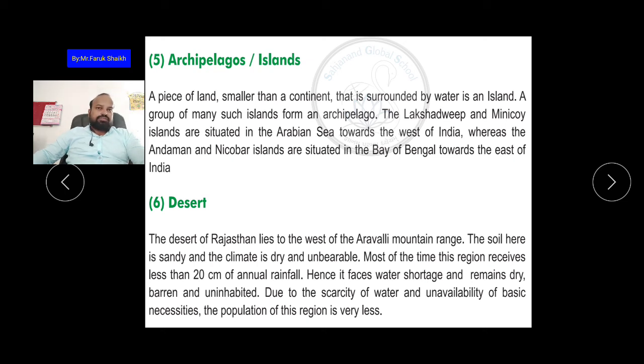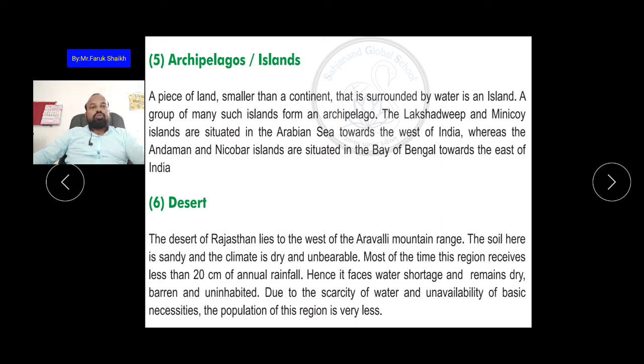Then the desert, the Run, which is also very famous in Kutch, and in Rajasthan also. The desert of Rajasthan lies to the west of the Aravalli mountain ranges. The soil here is sandy and the climate is dry and unbearable. In Rajasthan the climate is unbearable, we cannot even tolerate it. It is very hot, dry, and sandy.